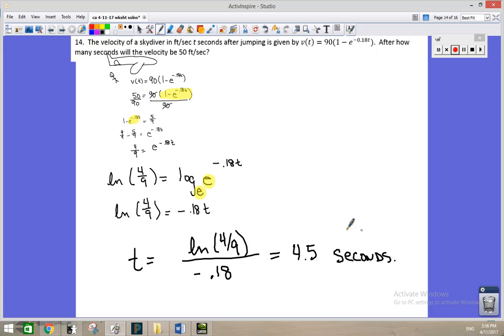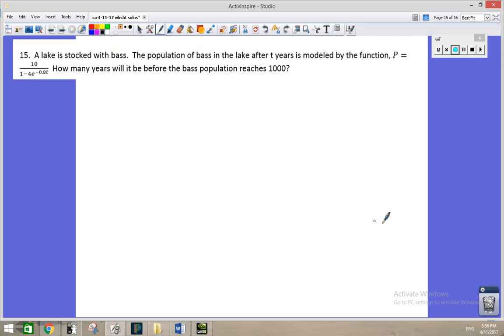All right, so let's see if there's another one. Is there another application problem? Yeah. All right, so let's take a look at it. A lake is stocked with bass. So, hey, this is going to be your new fishing hole. The population of bass in this lake after t years is modeled by this function P, and they could have written it in function notation.